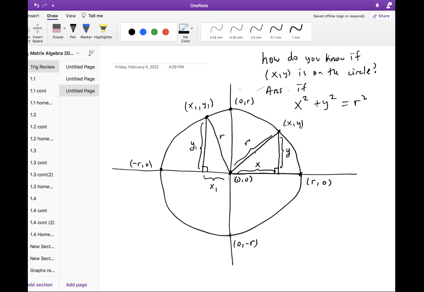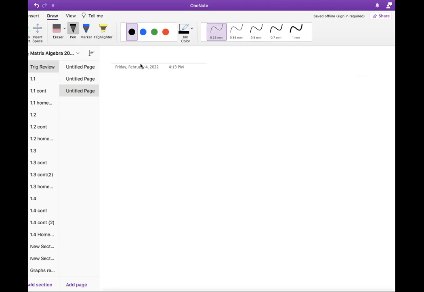Now, there's only 4 points where you can't draw a triangle, right? This point, this point, this point, and this point, but these still satisfy it. For example, here at r, 0, we have r squared plus 0 squared is equal to r squared, so that checks out. So for every point x, y, this works. Okay, so that's the equation of a circle, and we can figure it out just based on triangles. So that's just circles in general.